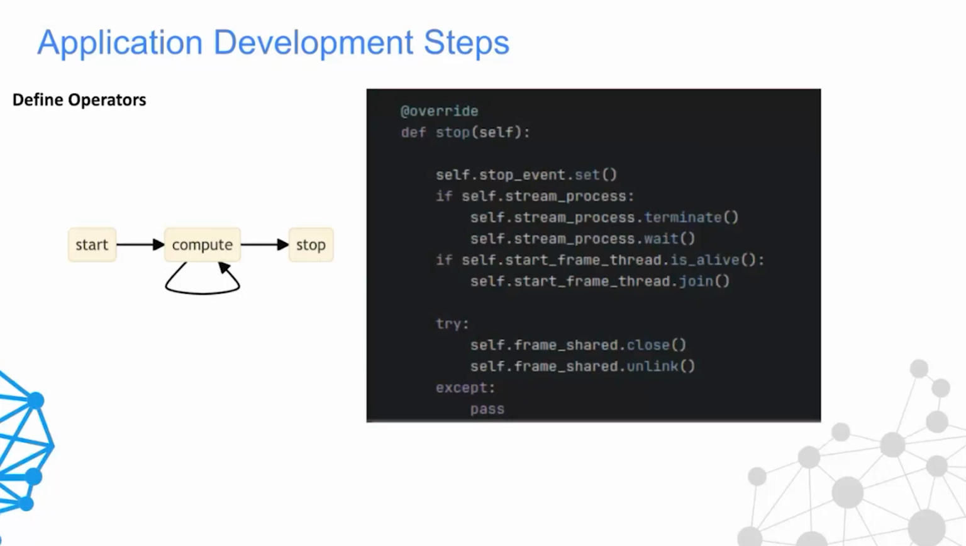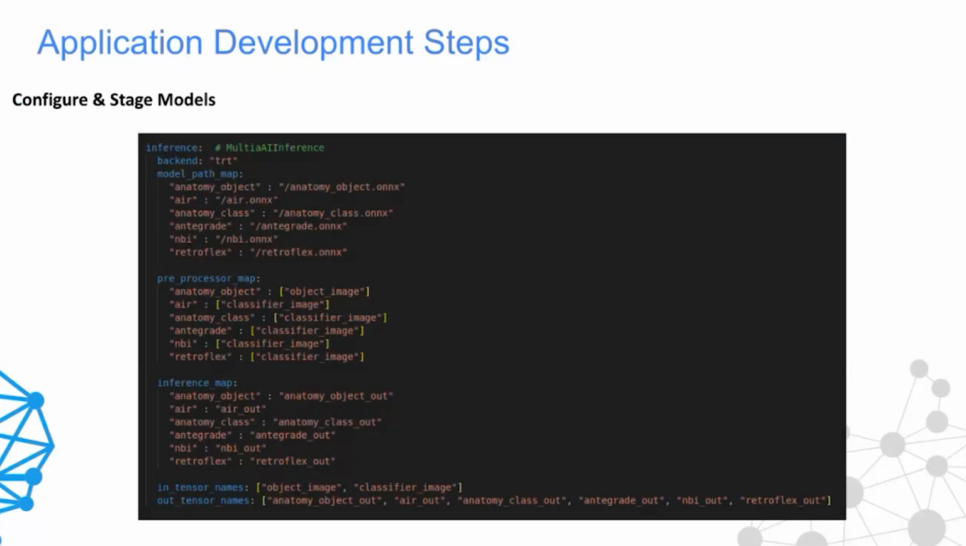The stop method is where, in this small implementation, we have a stream running. Before we end the Holoscan application, we want to free up all that memory and any other resources that the streaming operator is using. So this is a good example of implementation of the stop method.